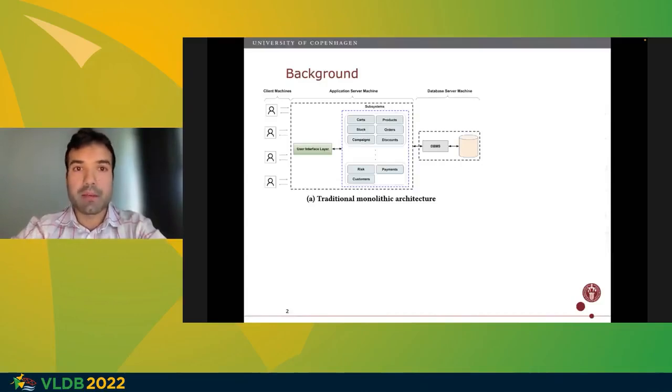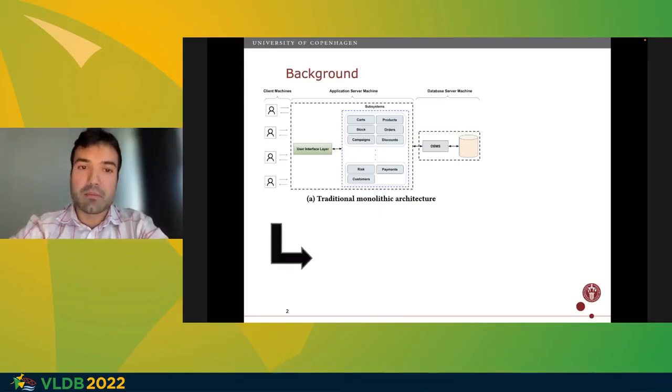Traditionally, applications have been written using the so-called monolithic architecture. In this traditional way of building applications, subsystems or modules are packaged together as a single deployment unit. This deployment unit is deployed over an application server, and the state of this application is deployed separately in a database server machine. All these subsystems share the same database state.